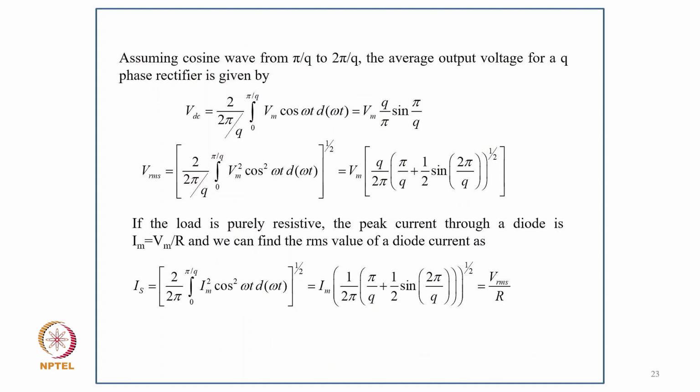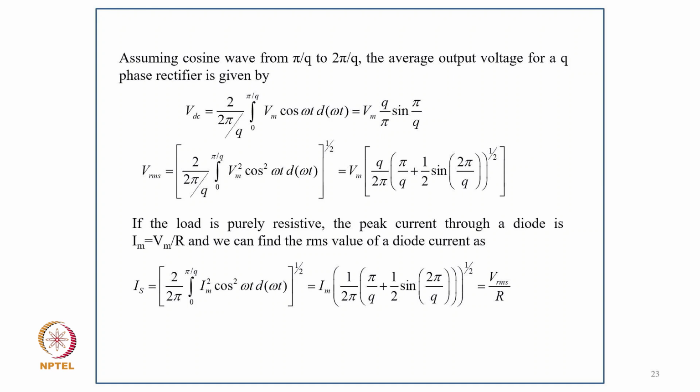So assuming a cosine wave from pi/2 to pi/q, the average voltage for a q-phase rectifier, q-pulse rectifier, is Vdc = (q/2π) ∫ from 0 to π/q of Vm cos ωt d(ωt) = (Vm q/π) sin(π/q), and Vrms = [(q/2π) ∫ from 0 to π/q of Vm² cos² ωt d(ωt)]^(1/2) = Vm √[(q/2π)(π/q + (1/2) sin(2π/q))].